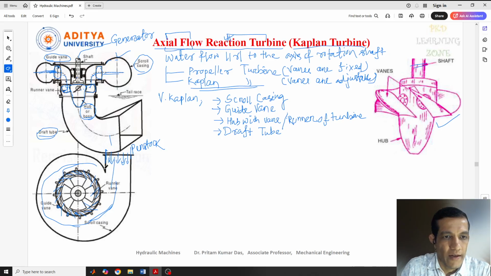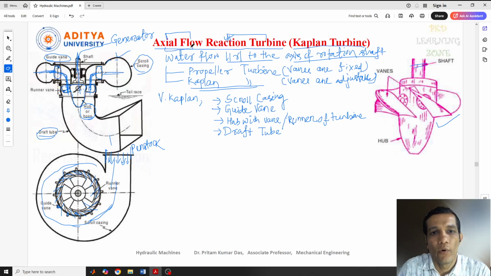As I told you, it is going to strike this vane, which is connected to this hub, and it starts rotating. The direction, you can see, is parallel. The direction of this water is parallel along the axial axis of the shaft. As I told you, the water flows parallel to the axis of rotation of the shaft. When this shaft starts rotating, the axis of the shaft will be like this, and the direction of the fluid is also the same. So all are parallel to each other. That's why it is called an axial flow reaction turbine.